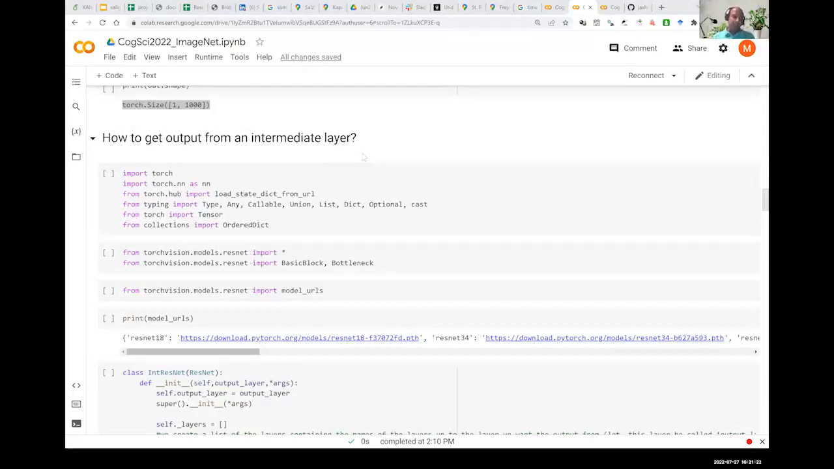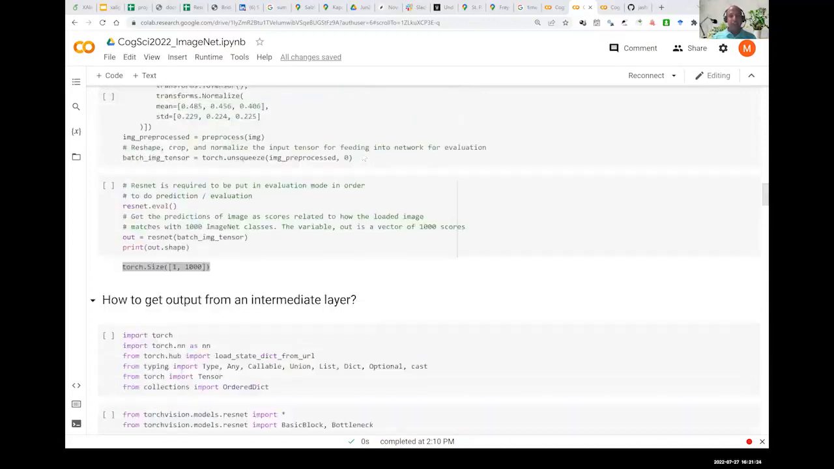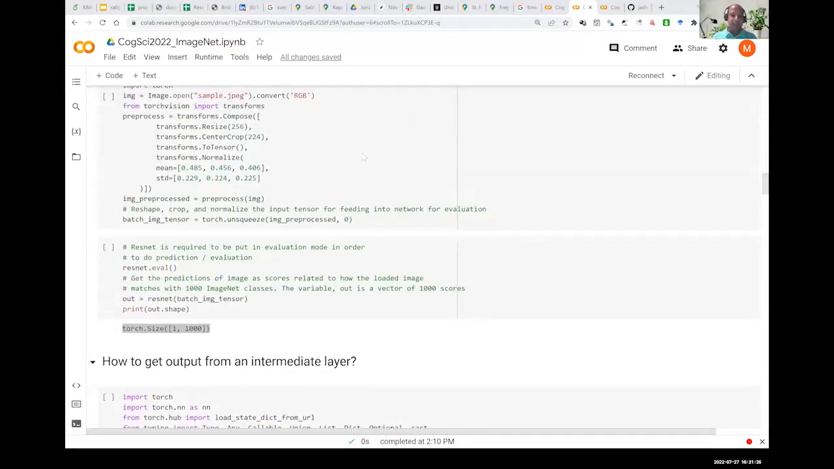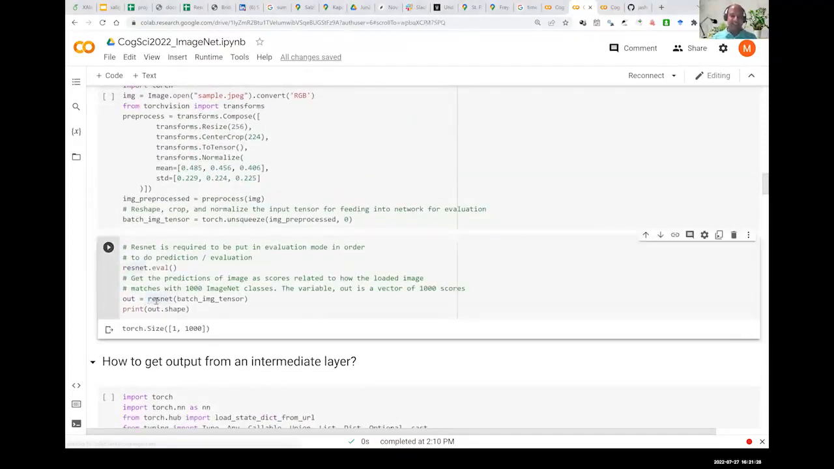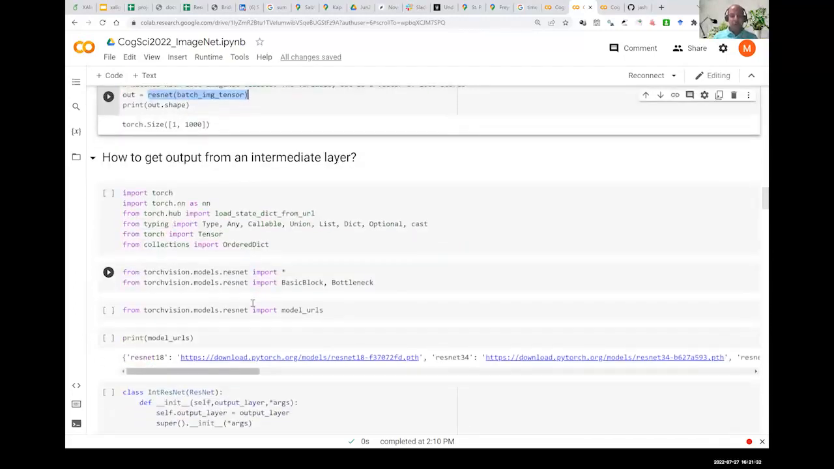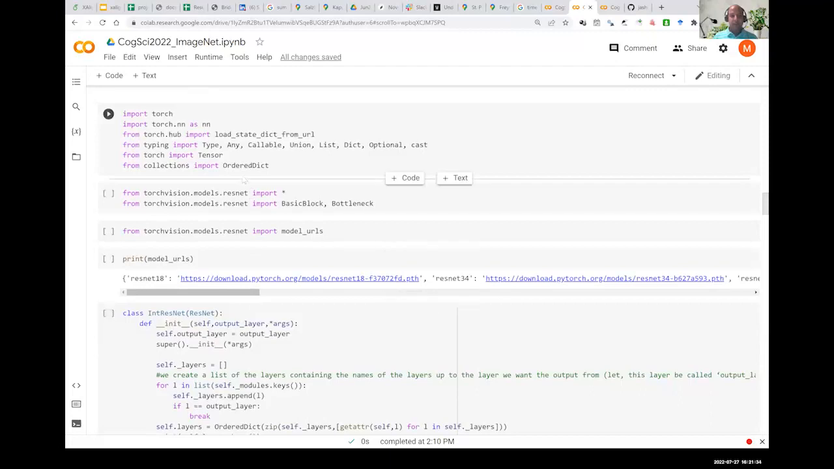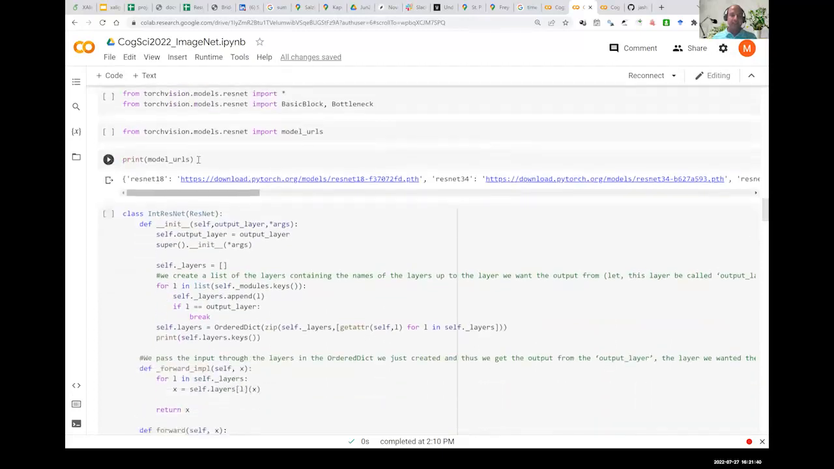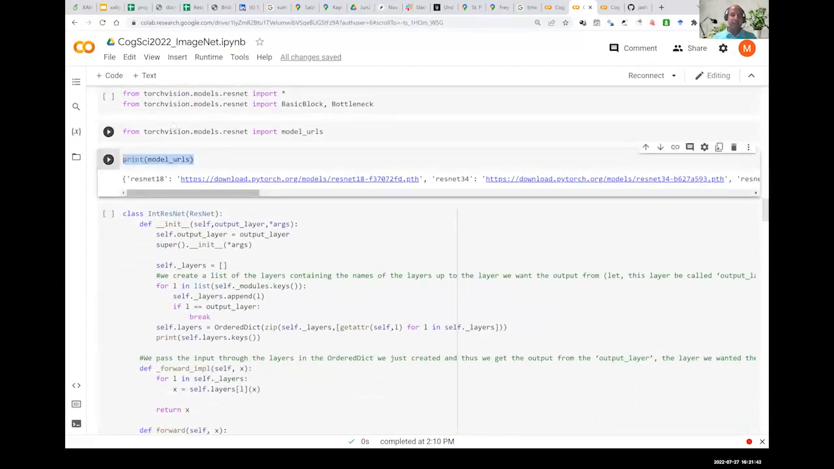So you may not be interested in the last layer, in which case getting the output is a little more tricky rather than just saying, hey, out equal to ResNet of the input image tensor, right? So if you want to get any of those, you would need to do things step by step. There are several kinds of imports which are going on here. There are these model URLs.